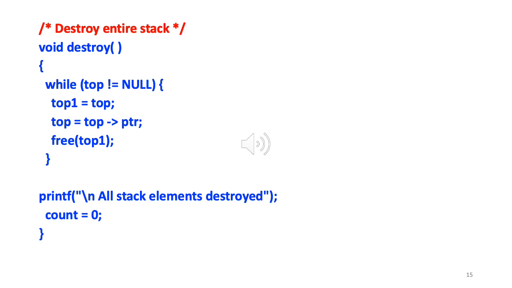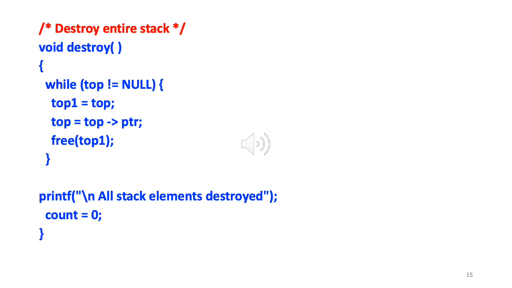So let's say both top and top1 point to info 30. Now top is top arrow ptr, which means top will now contain the starting memory address of the node with info 20, right? And that will be the new top, with the effect that now top is pointing to the second node with info 20, and free top1. So now we have a stack of two nodes, 20 and 10, and like this we keep on going.